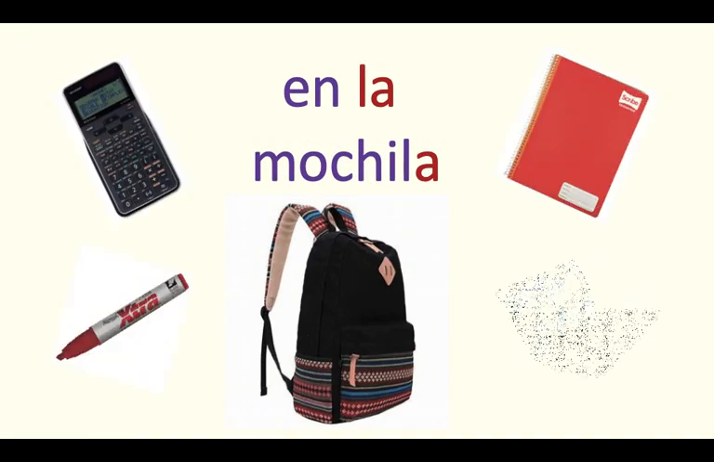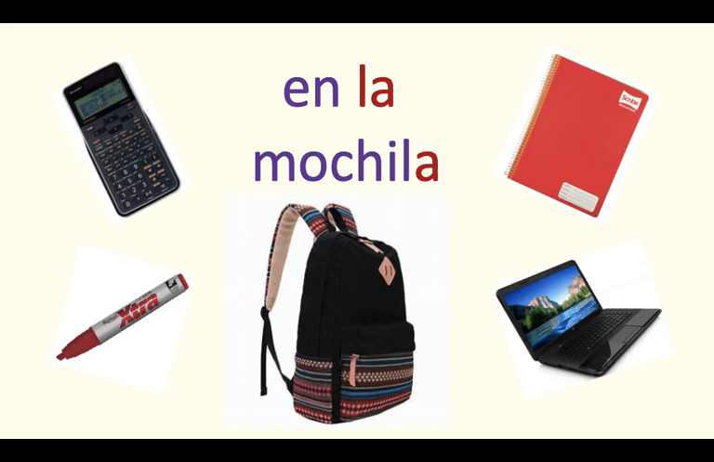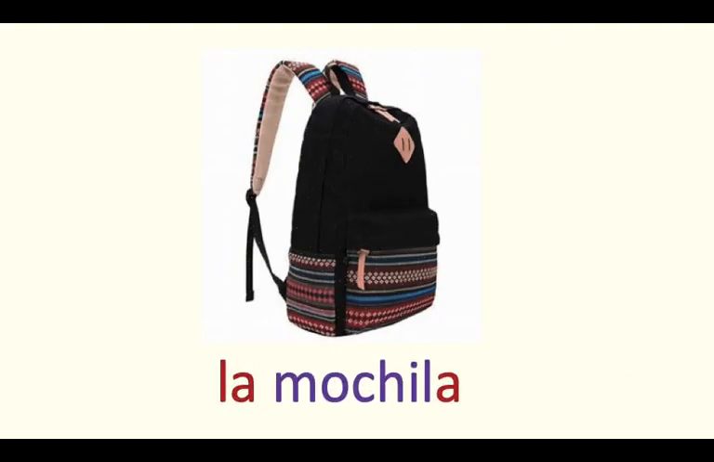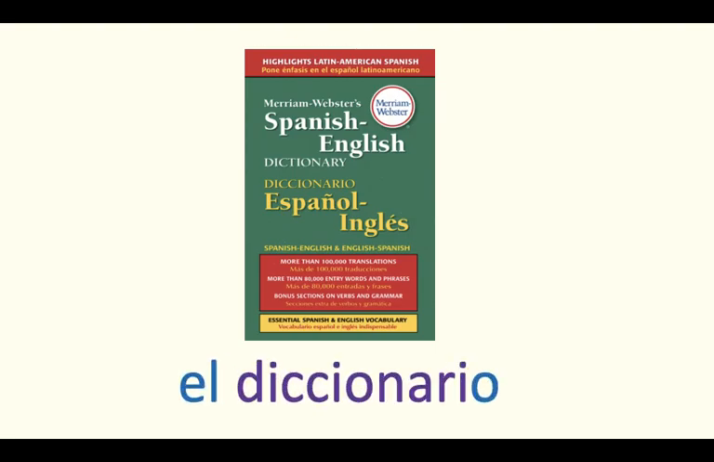Muy bien, let's begin with el vocabulario. Repita, en la mochila. En la mochila. Repita, la mochila. La mochila. Backpack. El diccionario. El diccionario. Dictionary. Now this word is a cognate. It's very close to its English word. So there's a real temptation to say dictionary, right? But remember the I sound in Spanish is ee. Diccionario. One more time, repita, el diccionario.